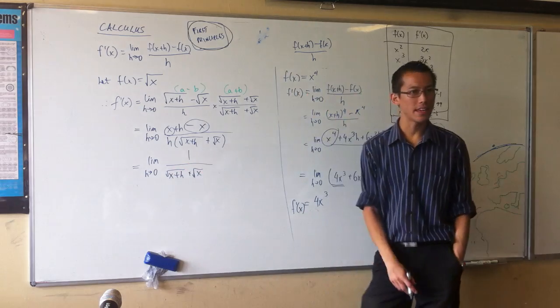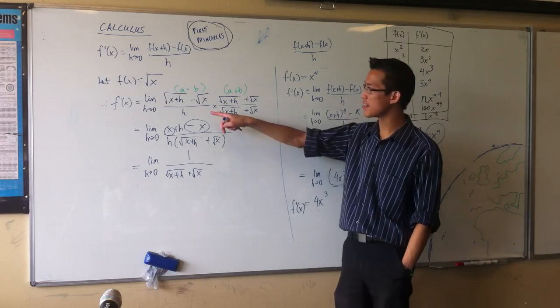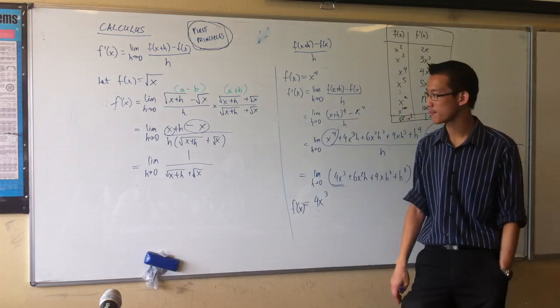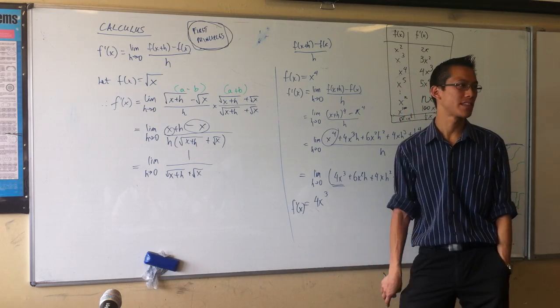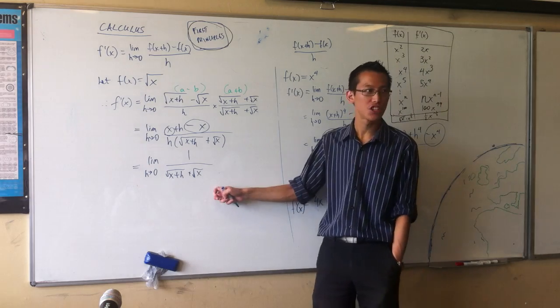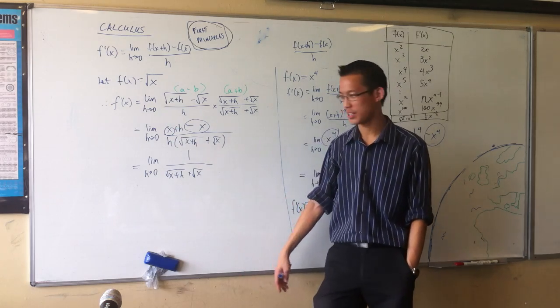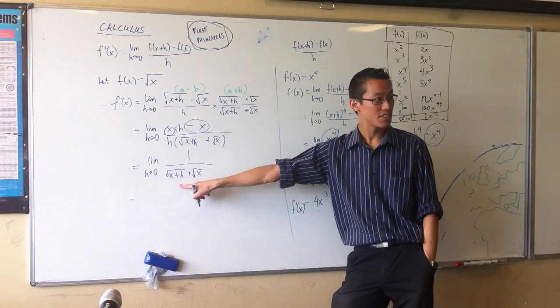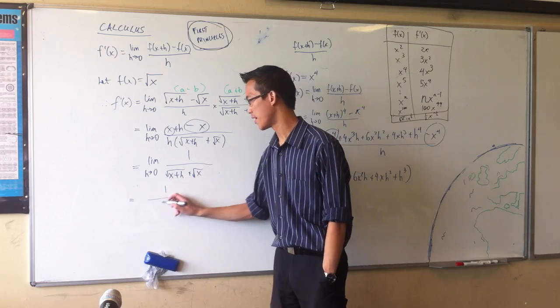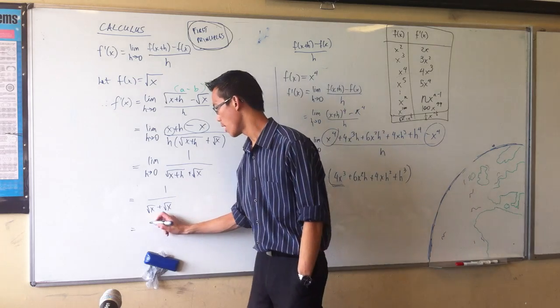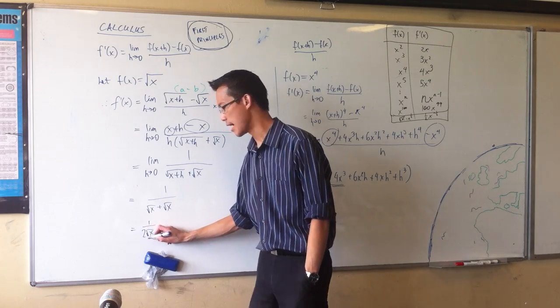Now you might look at that and think, this is no better than where I started, right? I've still got these square roots flying around. Well actually, it's much better than where we started because we got rid of that h on the denominator, which was the problem. I can actually put in h equals 0 at this point. So when h is 0, I've got 1 over the square root of x plus the square root of x. That's 1 over 2 root x.